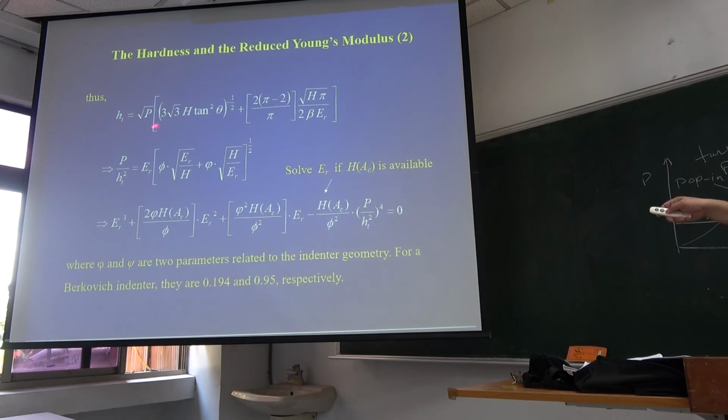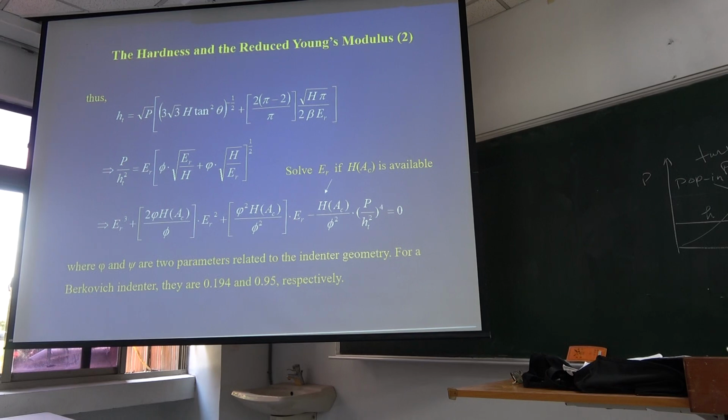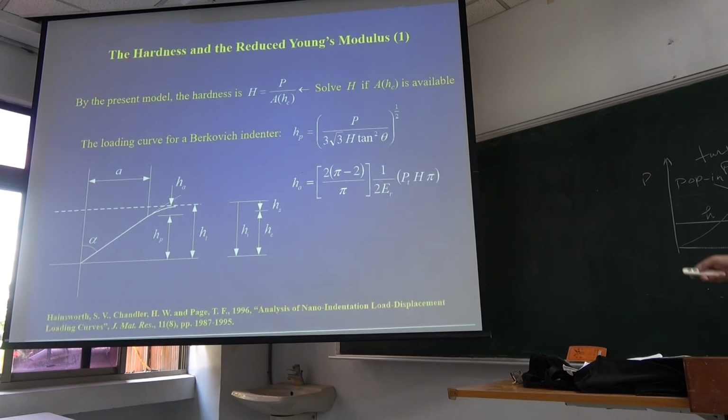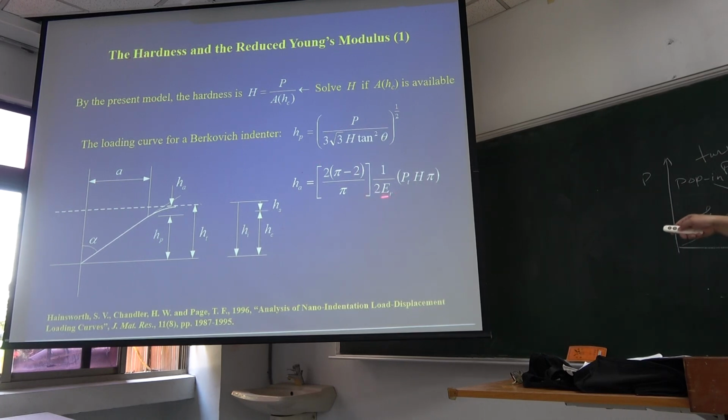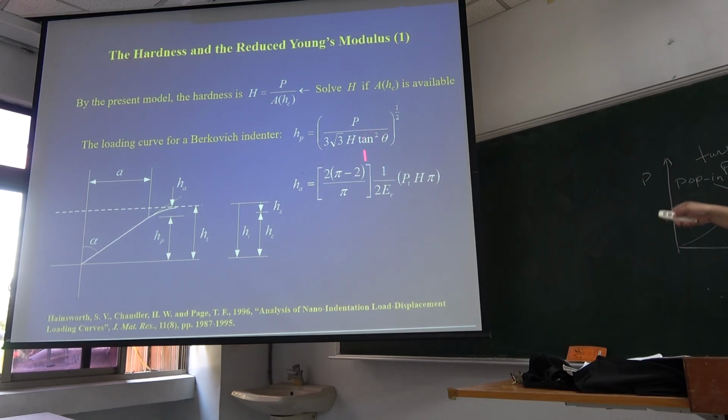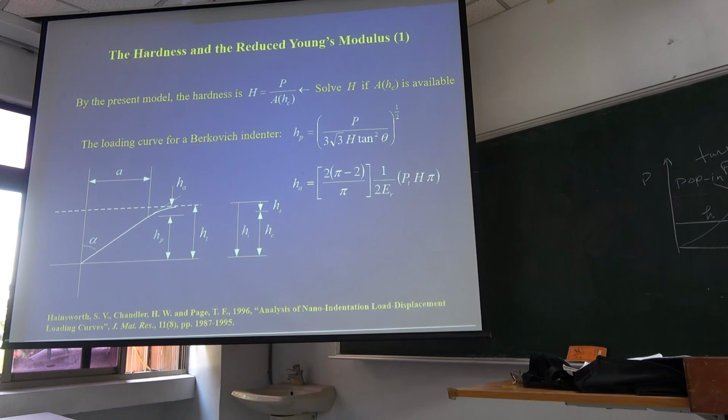The total HT. HT, what is HT? HT is HI. HI is just the summation of these two terms. This is HP plus the HS. Okay, HC plus HS equal to HI. So these two terms added together give this one.